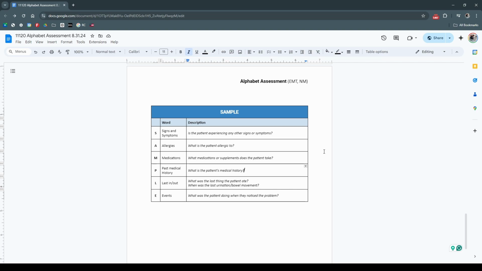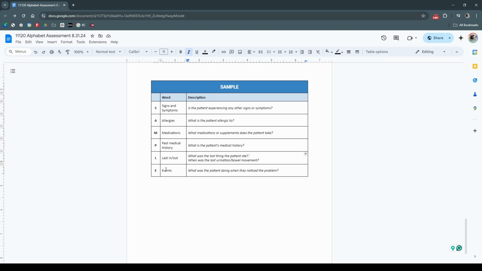So we want to know what the patient last ate, which is super important in regards to a patient's difficulty breathing, whether or not it was perhaps a choking issue or an allergic reaction. But it can also pertain to many other things, like when they have electrolyte imbalances. And then, of course, like I said, urination and bowel movement. And then E, events. What was the patient doing when they noticed the problem? This is just asked simply once you're getting through this information.